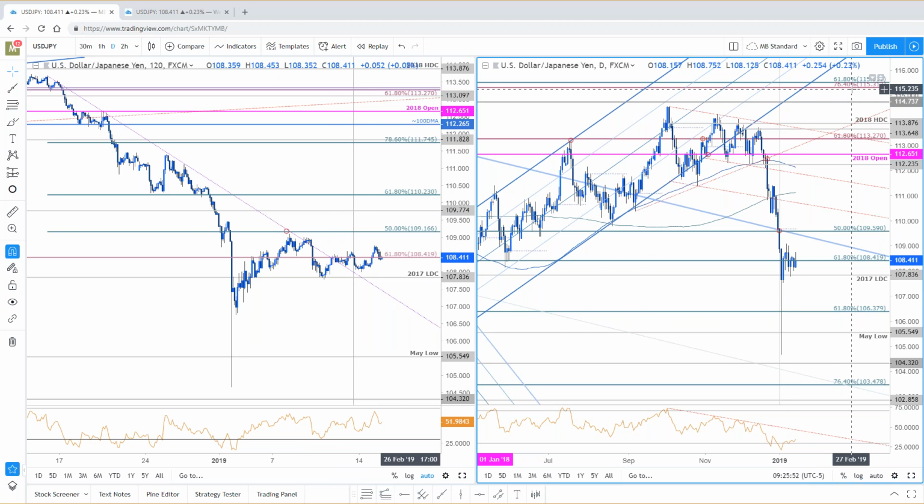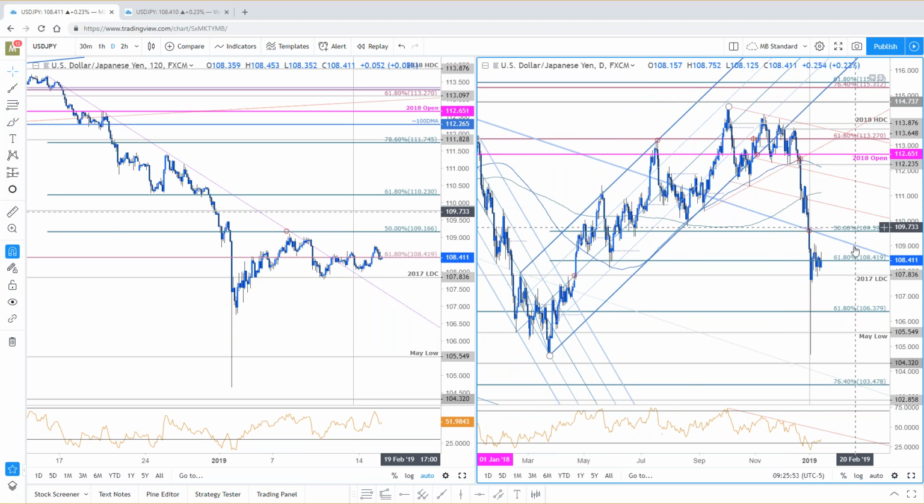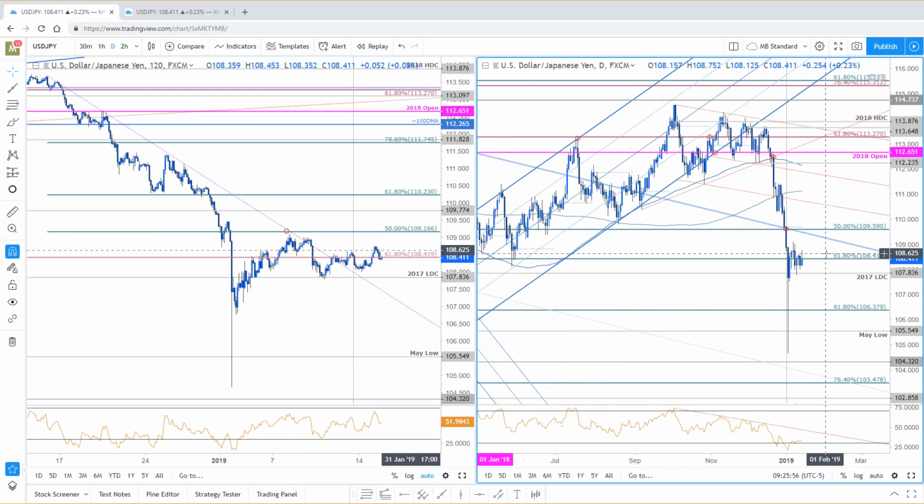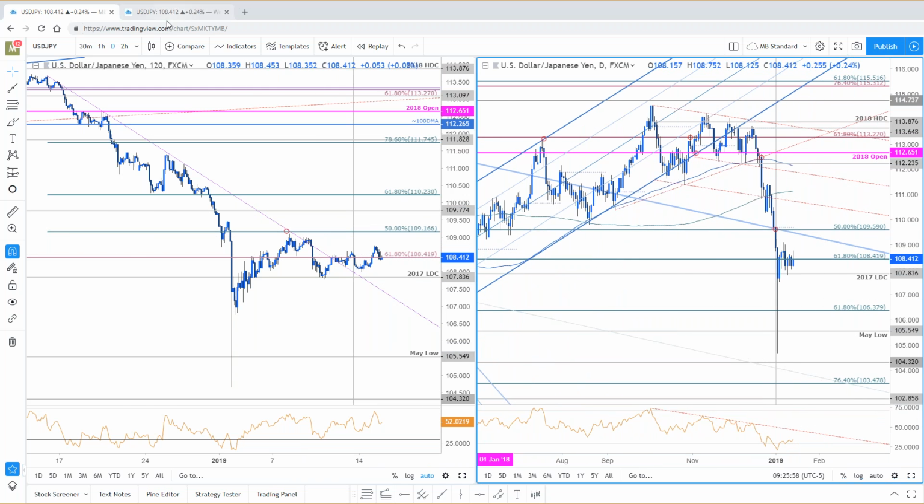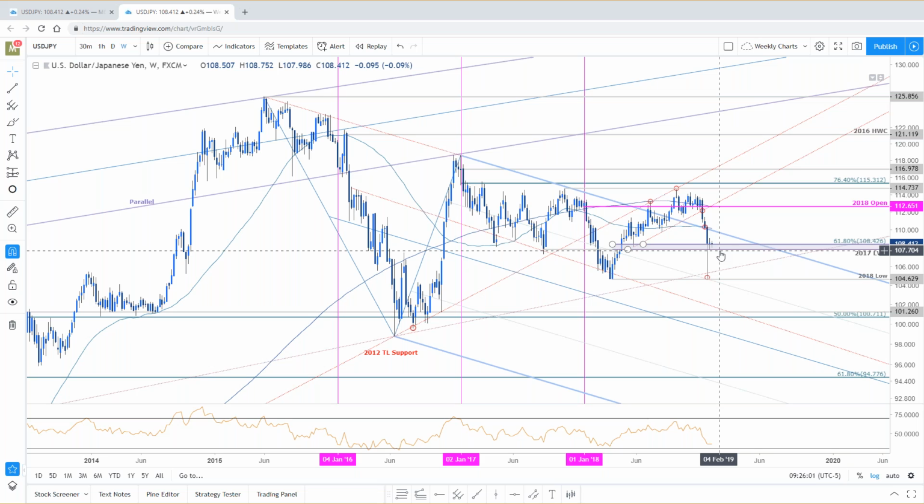If we get through that, I'd look for resumption higher, all things held constant. Yeah, if we get a decent rally, I'd still want to sell, but not here. You're at support. You know what I mean? You're at support. Dollar yen's just one of those trades, Rob.